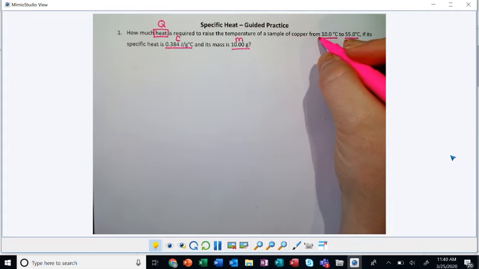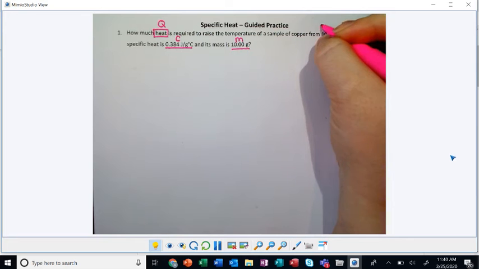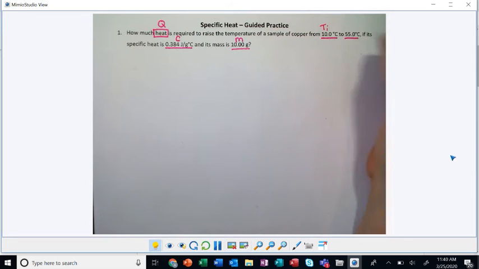10 degrees Celsius, it says from 10 degrees Celsius, so that's where it's starting. So this is my initial temperature, TI, to 55, that is my TF. All right, so we have everything labeled. First thing I want to do is, just like in gas laws, we cannot keep our temperature in Celsius. We must change it into Kelvin.